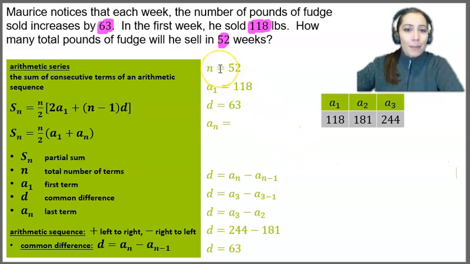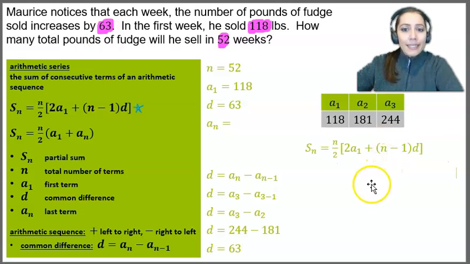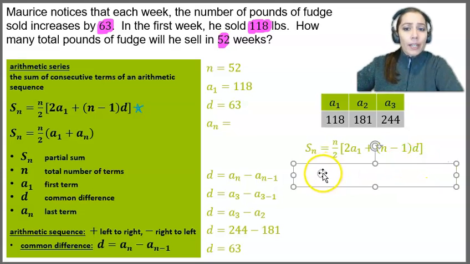Now that I have my n, my a sub 1, and my d, I can go ahead and use this first formula here. So I'm going to go ahead and take S sub n equals n over 2 times the quantity of 2 times a sub 1 plus the quantity n minus 1 times d. And I'm just going to plug in what I have.